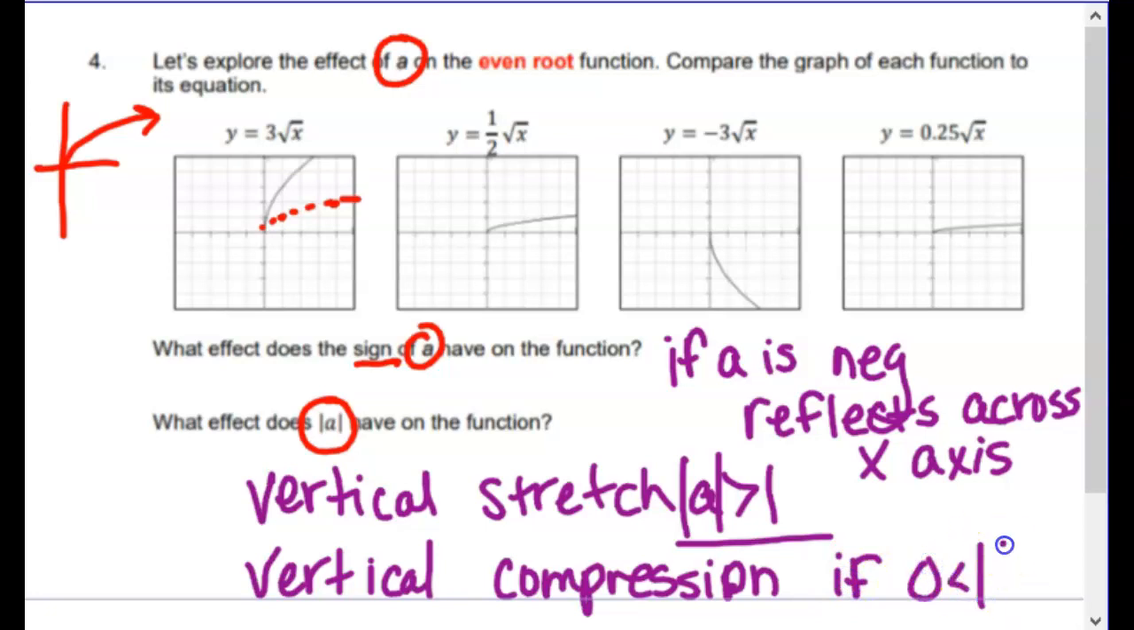And that's if it is a number between 0 and 1. So less than 1. If it's negative, that's a whole other issue. This is just talking about the value of a. Yes. I just want to make sure everybody understands that the negative is a separate concept.